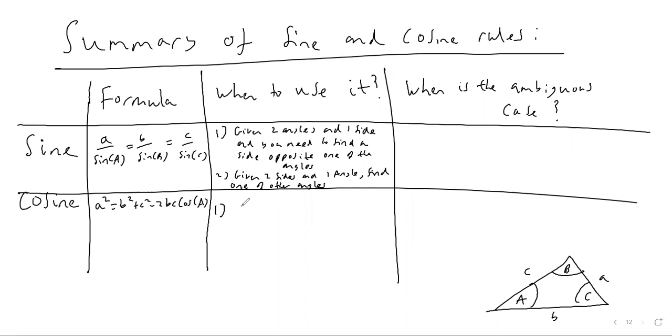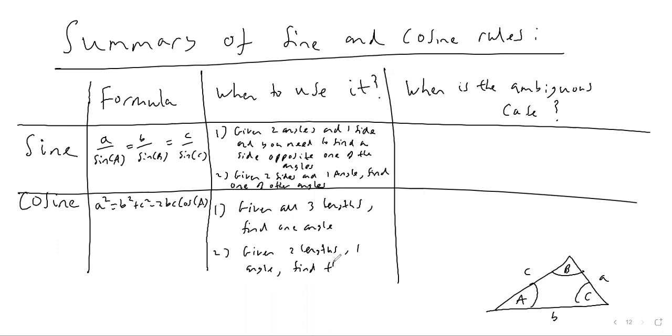So when do you need the cosine rule? If they give you all three lengths of the triangle, and you need to find one of the angles. Or the second case is when they give you two lengths and one angle, and you need to find the missing side, the one last missing side. So that's the difference between when you use the two.